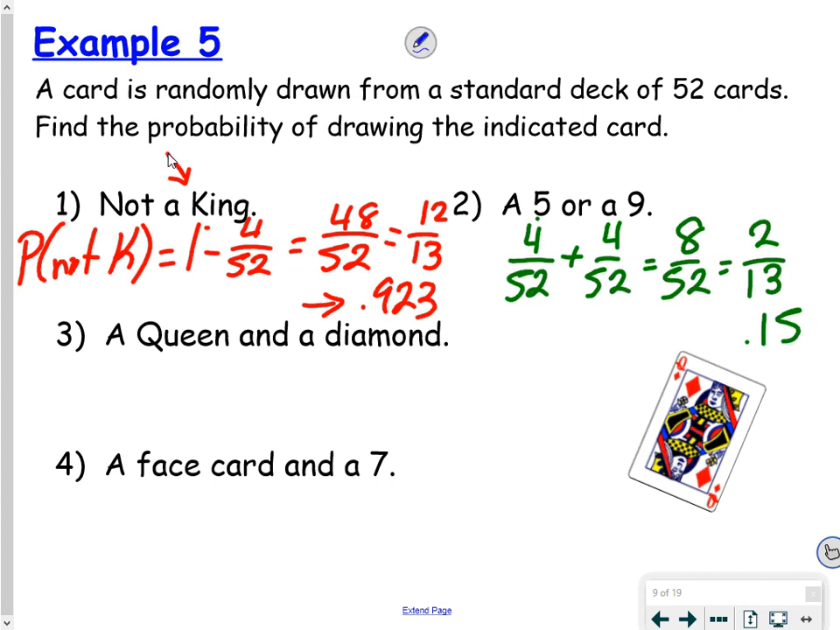All right, in this one, look at this. It says and. That's one of the first examples that we've been doing with these card examples where it says and. This says find the probability of drawing a queen and a diamond. So now we're just looking for the intersection. Hey, look at that. There's our 1 queen of diamonds. So that's 1 out of 52.